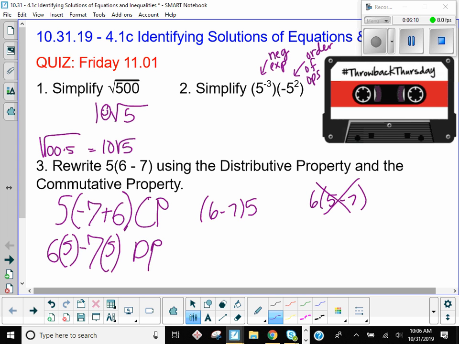And then distributive property, he distributed 5 times 6 right there, and then 5 times negative 7 right there.